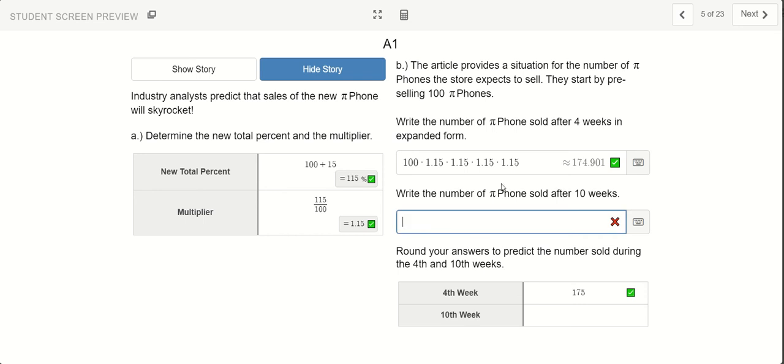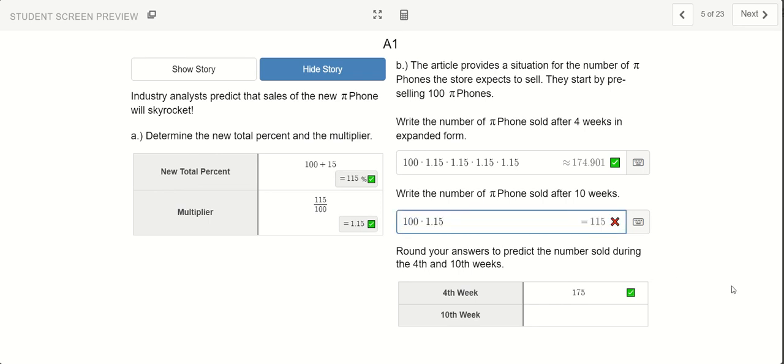Okay. So same thing with the Pi phone for 10 weeks. This time I need 10 of these. So 1, 2, 3, 4, 5, 6, 7, 8, 9 weeks, and 10 weeks. And you might notice that this is pretty tedious, right? Just keep multiplying for each week. So a shortcut is, since I'm multiplying over and over again, I can represent repeated multiplication with an exponent.